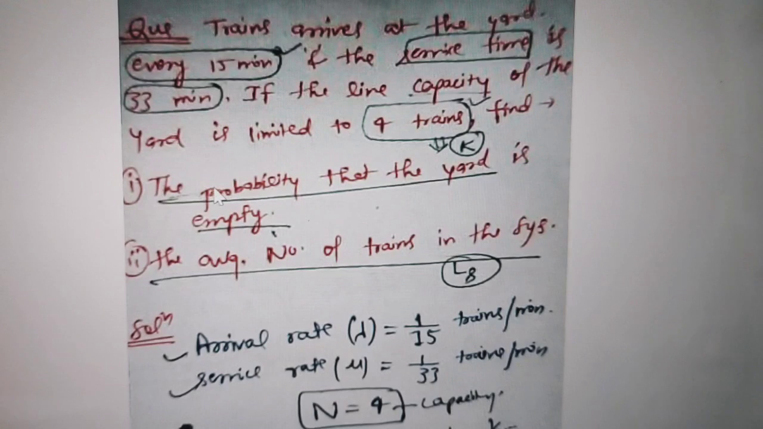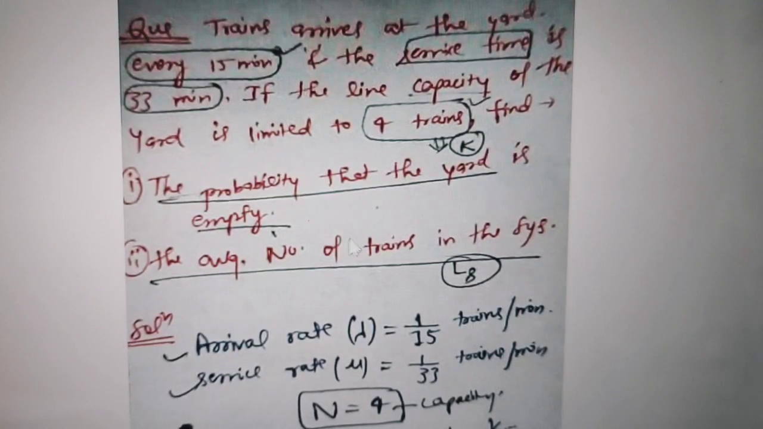Now we have to find the probability that the yard is empty and the average number of trains in the system. The average number of trains in the system is Ls, and the length of the queue is Lq. In the first one, we have to find the probability that no train will be there, so P0.